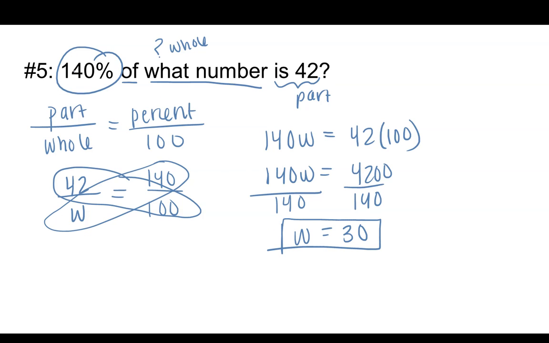So notice, because it's 140%, okay, your whole is going to actually be smaller than your part. And that's because, think about it, if the percent is bigger than the whole, it's obviously the part is going to also be bigger than the whole. Okay, so you should have got W equals 30 for that one.